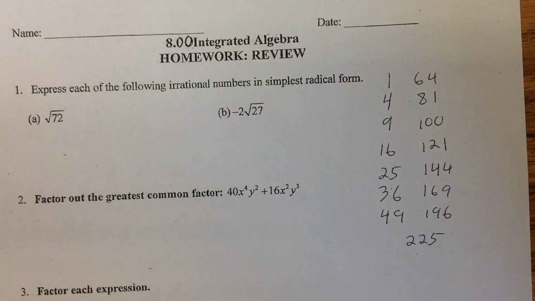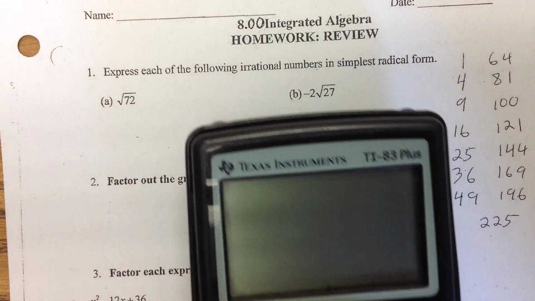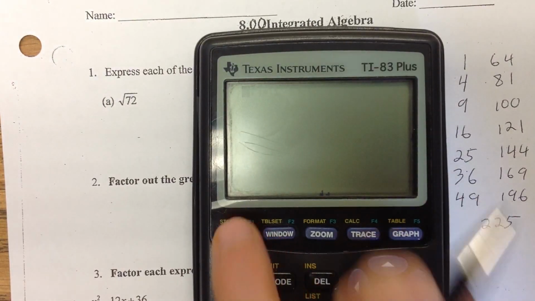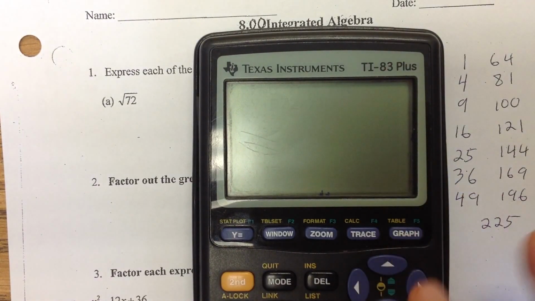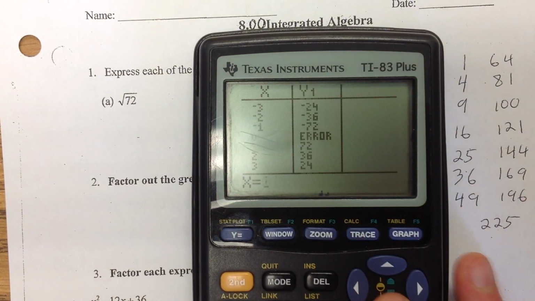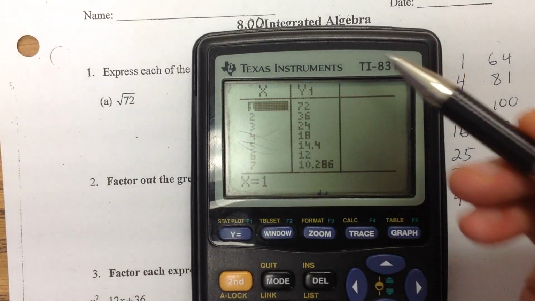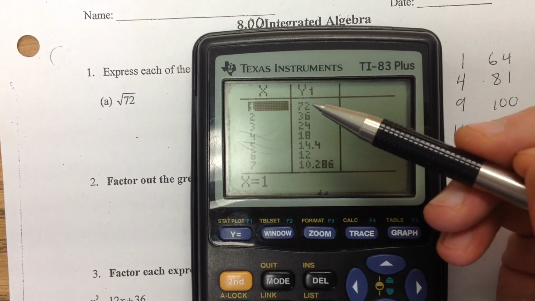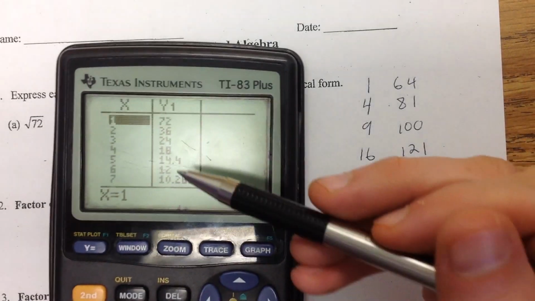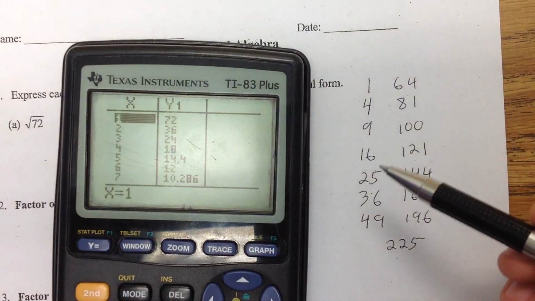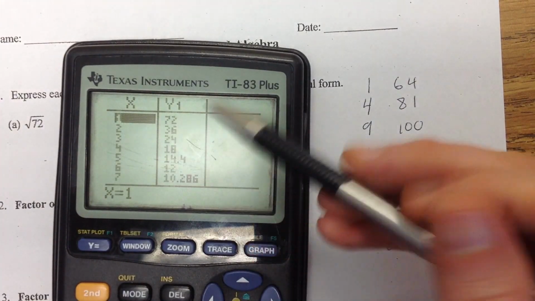Okay, so how do we actually do them? So we've got radical 72 there, so what we do is we go to our calculator, we go to y equals, we type in 72 divided by x, we bring up our table, we're going to start right here where x is 1, and then we're going to use this y column, and we're going to look for perfect squares. Is 72 a perfect square? Nope, it's not on our list over here. Is 36 a perfect square? Yes, it is in our list. So 36 is paired with the 2 here.